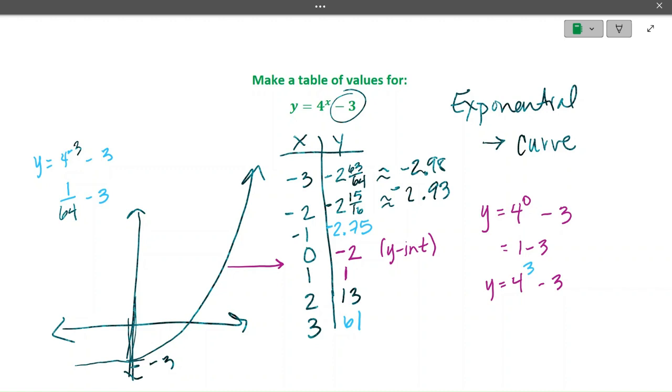So there you go. That is how you make a table of values for an exponential function.